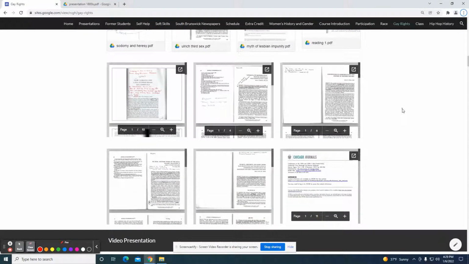Next one, degeneration theory. The degeneration theory is this reading here, and degeneration is looking at whether or not homosexuality is going to lead to an end to civilization. If man and man are together, they cannot reproduce. That is going to lead to the end of society. And that's that particular reading.